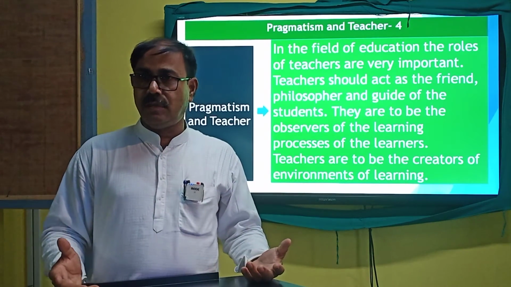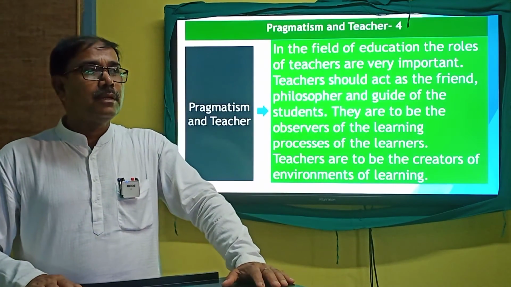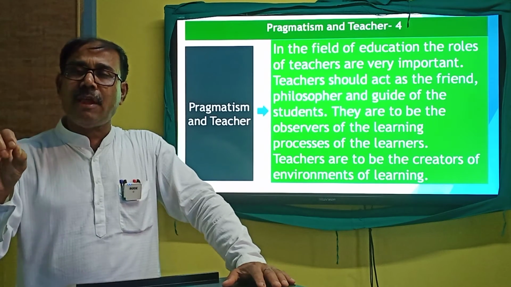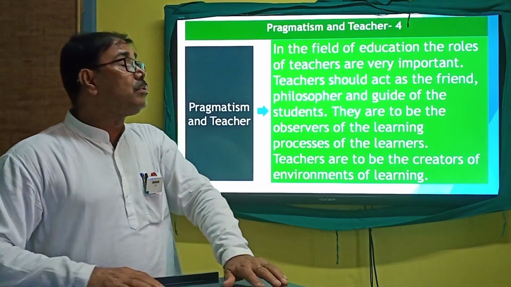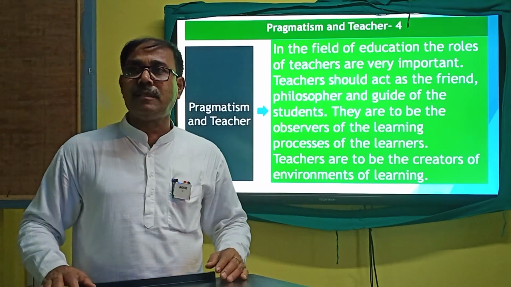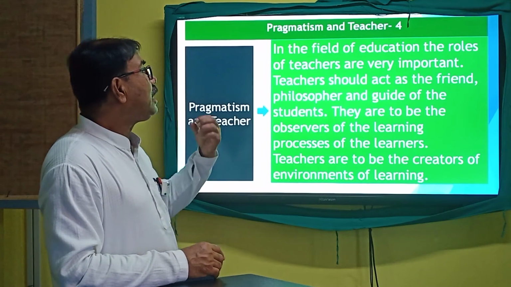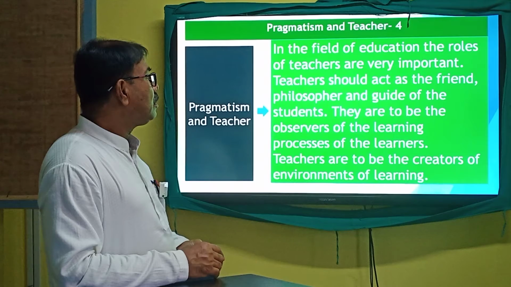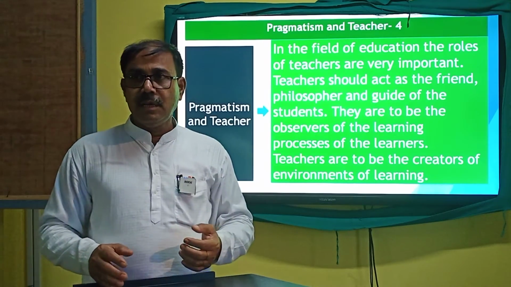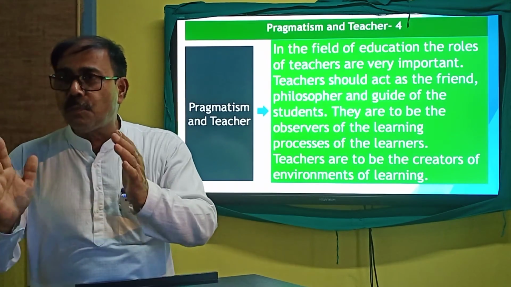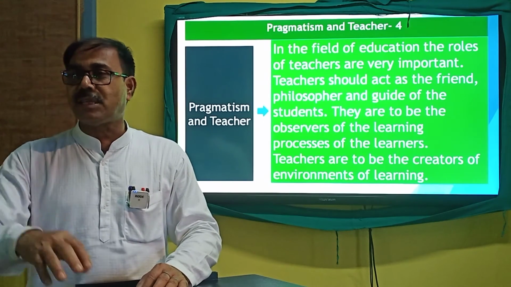Instead of trying to establish authority over the learners, the friendly nature of the teacher is very important for understanding the capabilities of the students. That's why in the process of learning, teachers should be the friends, the philosophers, and the guides of the students. Teachers are to be the observers of the learning process of the learners. Simply as a research guide, as a research supervisor, teachers are to observe the learning capabilities and the processes.